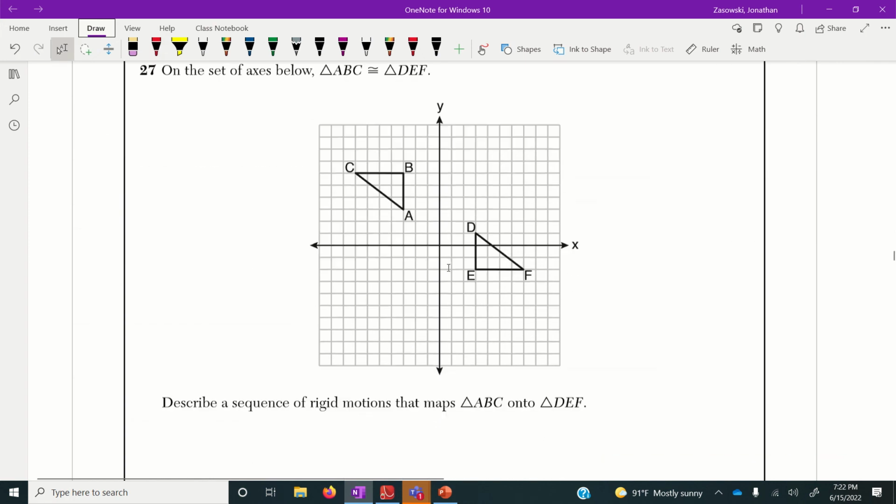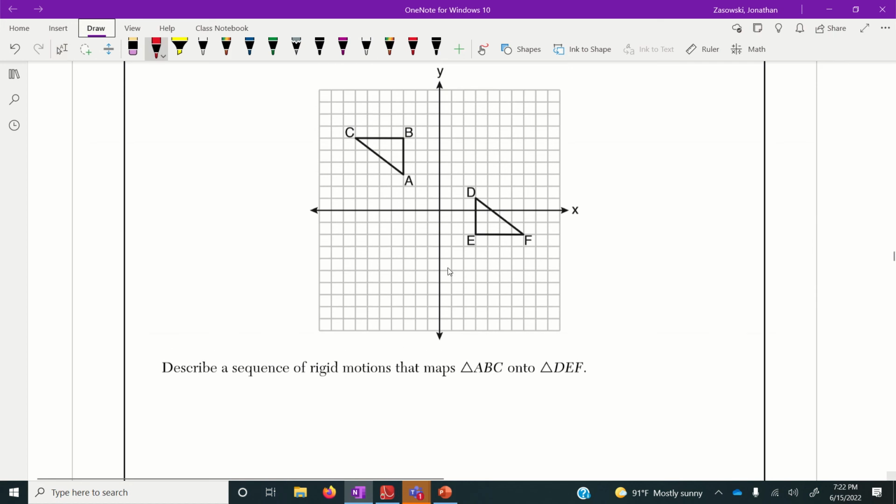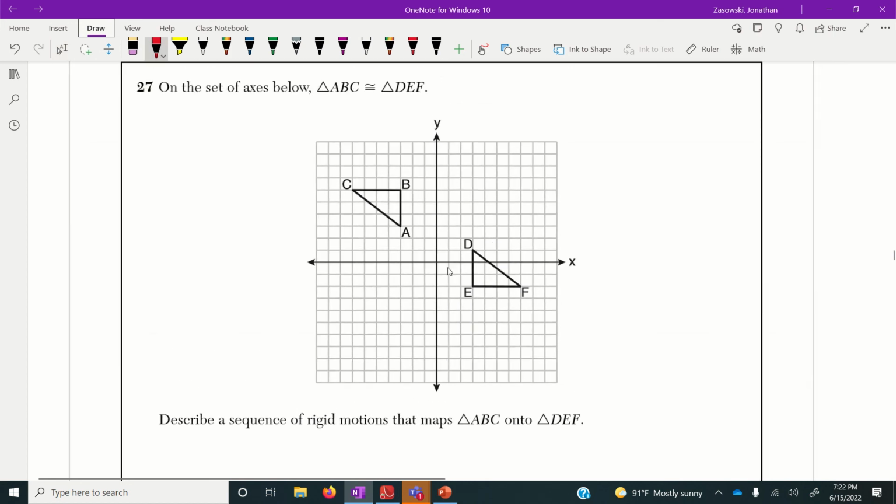27, okay, we would need to describe some rigid motions. So remember, we want to look to see what is pairing onto what. A is going to go onto D, C is going to go onto F, and B is going to go onto E. So it looks like we're just doing a rotation or a turn.